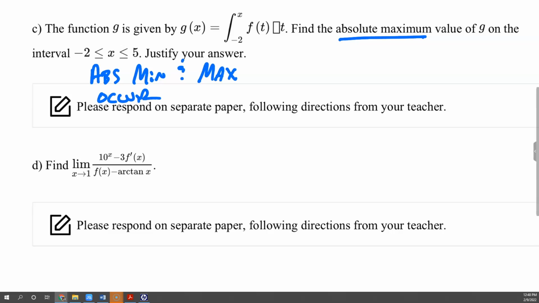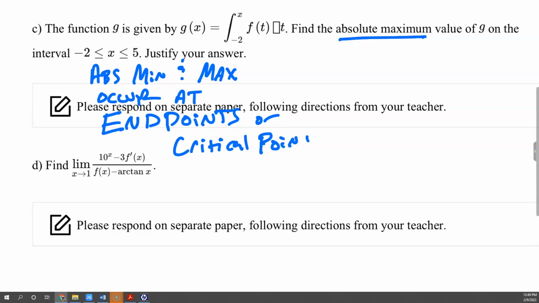This is super important. Absolute maxes and mins can only occur at endpoints or critical points. Do you guys understand what that means? The word absolute tells me it has to either be at the endpoint of a closed interval, or on the critical points. Now, we have this new function.